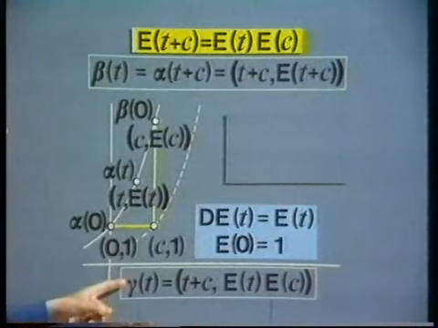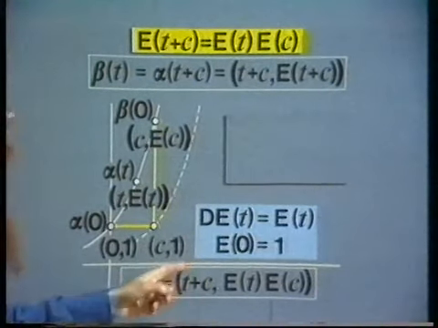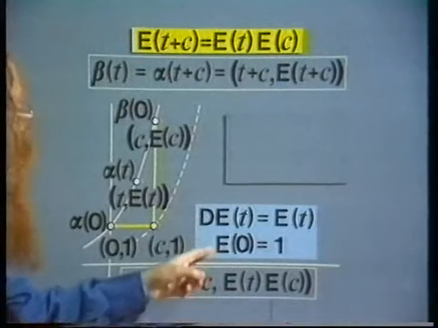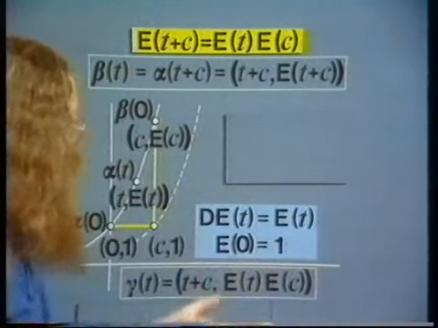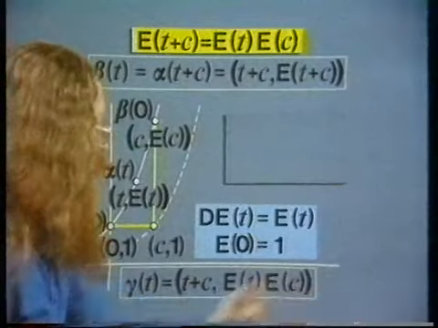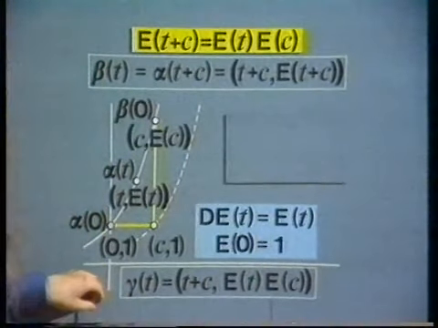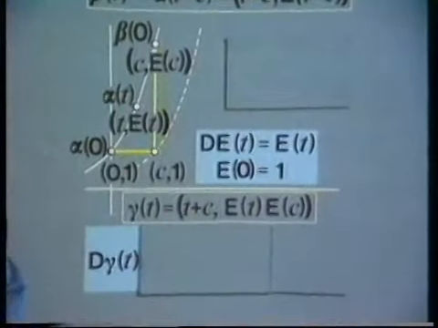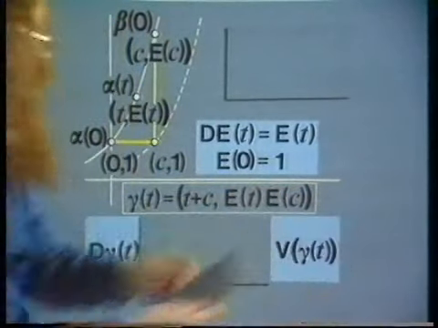Well, to show that gamma starts at the right point is easy. When t equals 0, this is c, and then because E of 0 equals 1, we just get E of c here. Now, to show it's a flow function, we have to show that this is equal to this.